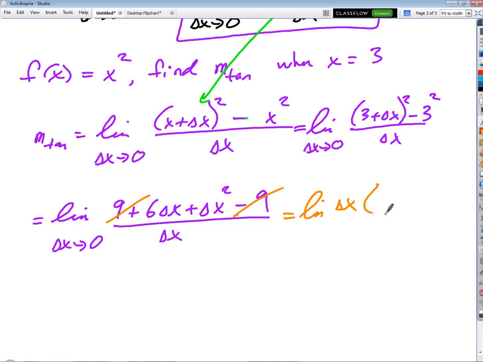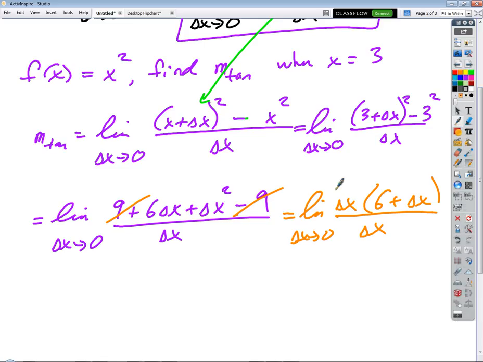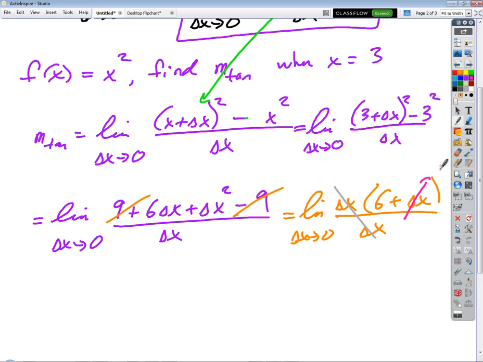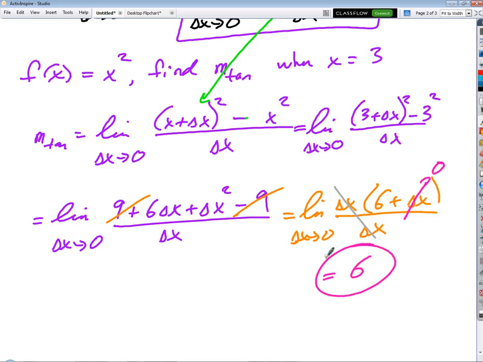So I get the limit of delta X times what? 6 plus delta X, all over delta X. It's going to be 1 in a second. How come? Because I can cancel, right? Indeterminacy removed. Delta X was going to 0, and so the delta X on the bottom was what was causing that darn 0 on the bottom. It's gone. So now we can directly evaluate, and when we let delta X go to 0, our answer is 6.